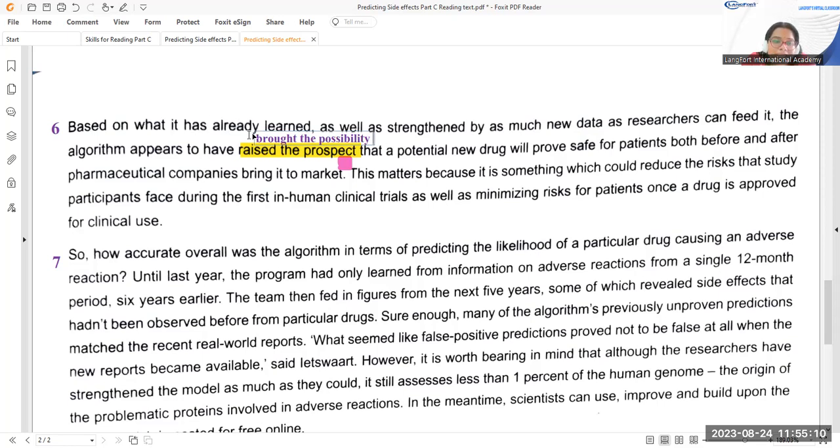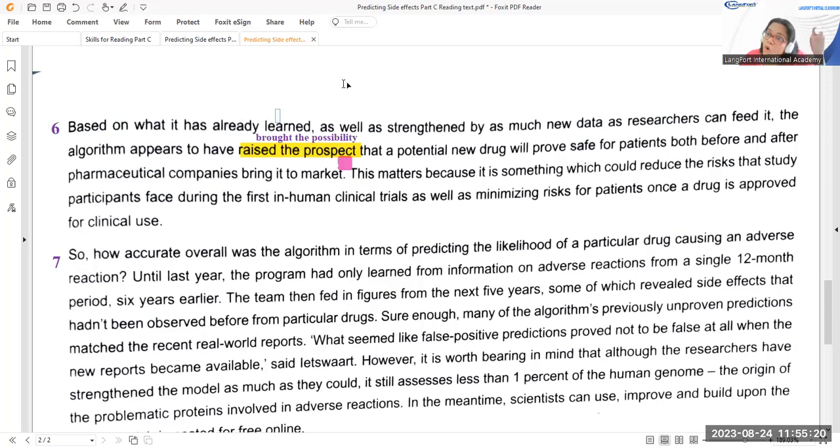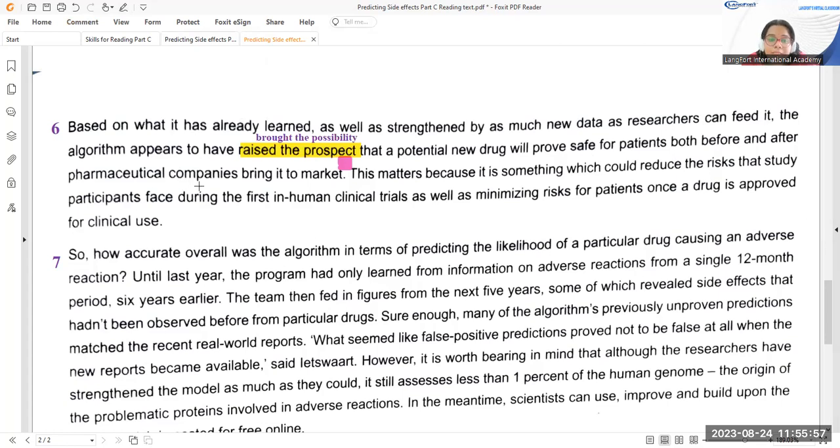Based on what it has already learned. What does it refer to here? It refers to the algorithm, the software. So based on what the algorithm has already learned, its already existing knowledge, as well as strengthened by as much new data as the researchers can feed it, whatever new information the researchers fed the software, the algorithm appears to have brought the possibility that a potential new drug will prove safe for patients both before and after pharmaceutical companies bring it to market.